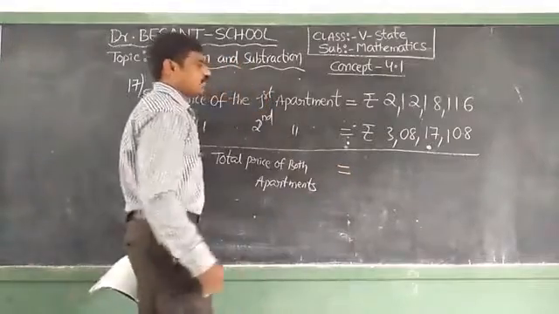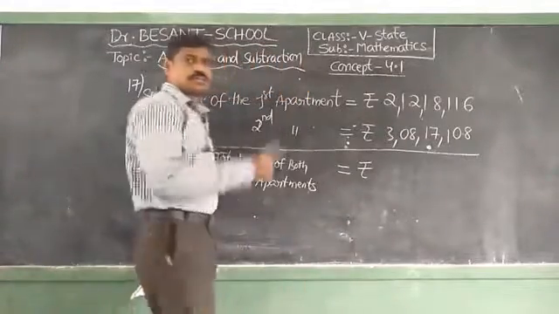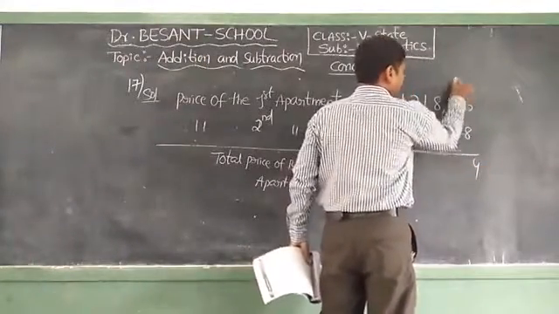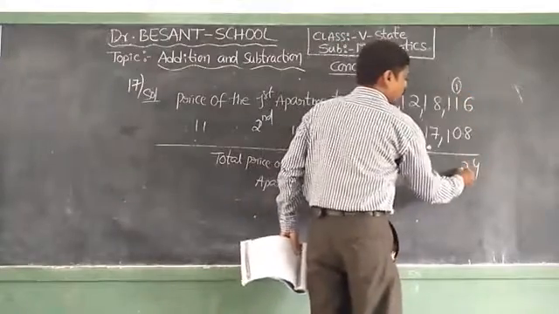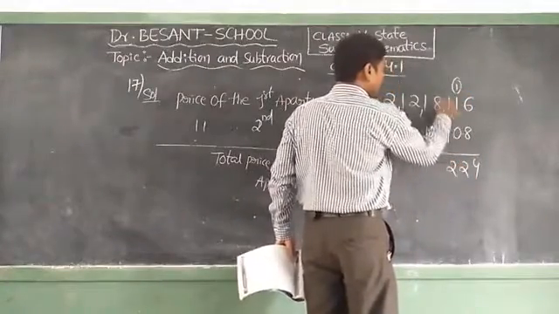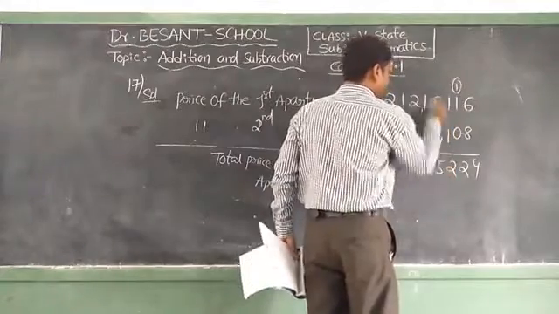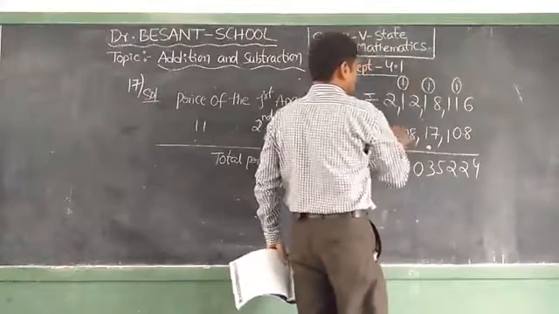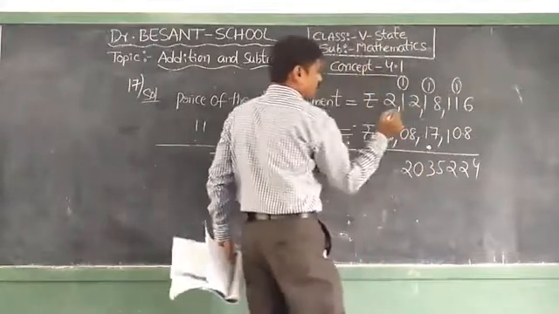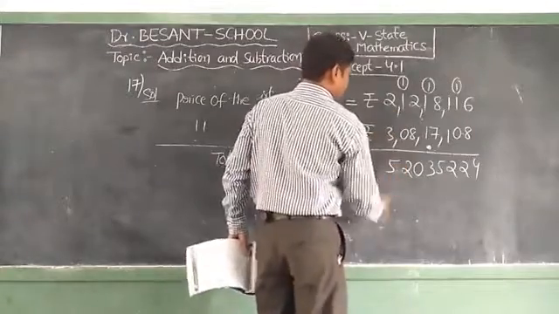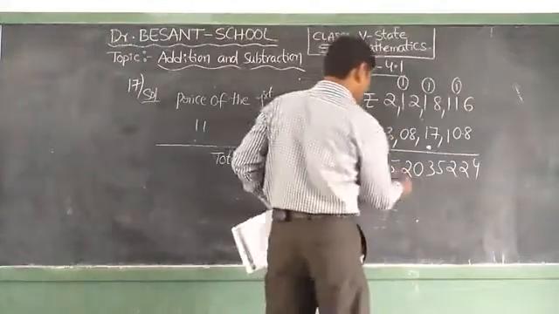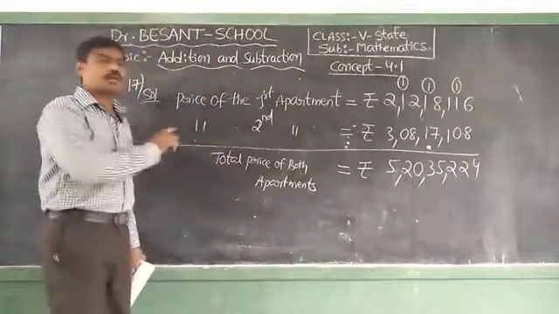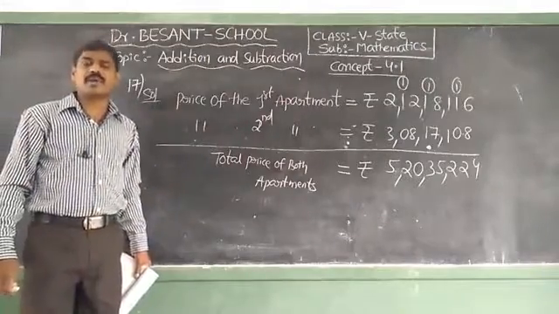That is equal to, we have to add these two costs. 6 plus 8 is 14. 1 plus 1 is 2, 1 plus 1 is 2, 8 plus 10 is 15, 2 plus 1 is 3, 2 plus 8 is 10, 1 plus 1 is 2. Okay, 2 plus 3 is 5. So 5 crore 20 lakh 35,224 is the cost of both the apartments, apartment 1 and apartment 2.